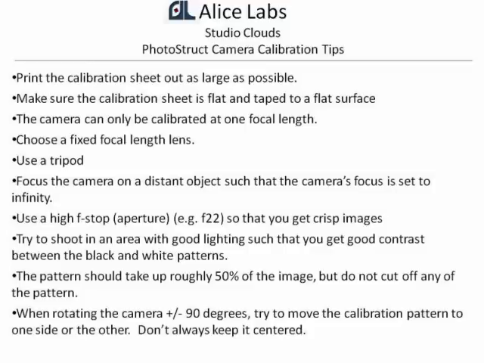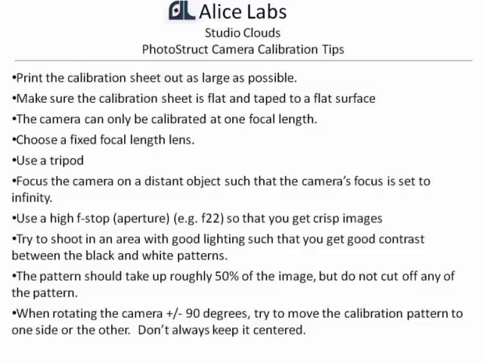So here's a few tips in preparation for the photographs that you're going to be taking. As I mentioned before, print the calibration sheet out as large as possible. The bigger it is, the better. This will make it more representative of what you're going to be photographing, especially if you're doing big buildings and stuff like that. Also, make sure the calibration sheet is flat and taped to a flat surface. You don't want it to be bent or crinkled or anything like that.